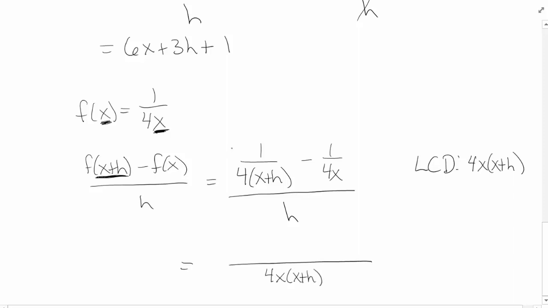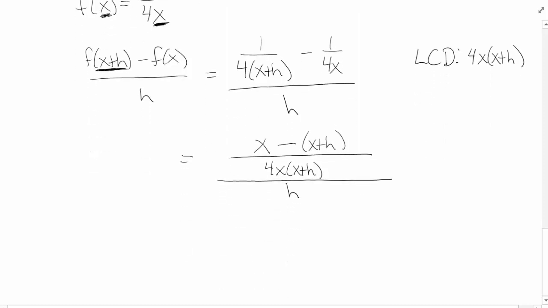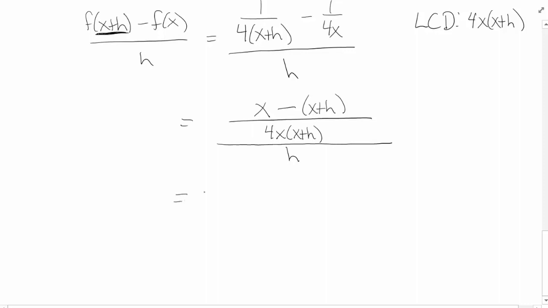Well, then from this first term, I was missing just an x. So 1 times x is just x. Minus, and then from this one, I was missing the whole quantity x plus h. So 1 times the quantity x plus h looks like this. Just make sure you keep parentheses around the x plus h because there's really a minus in front of the whole thing. And then it's all divided by h. Let's expand the numerator. So x minus x plus h, divided by 4 times x plus h, all divided by h.